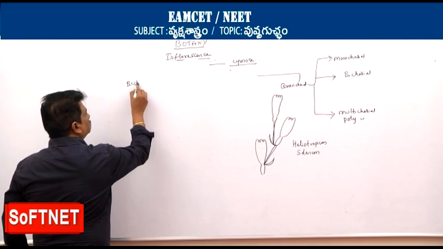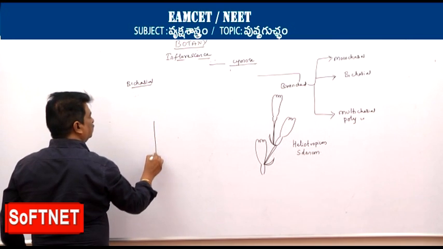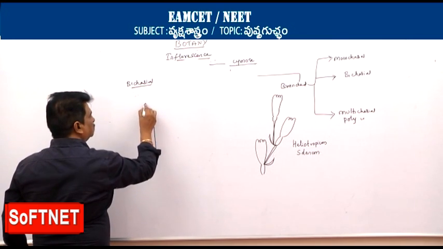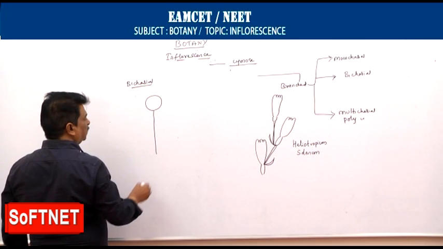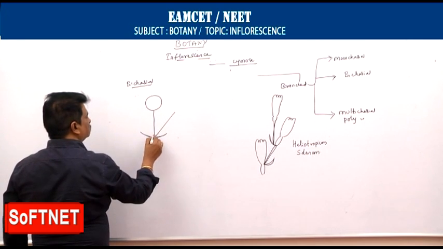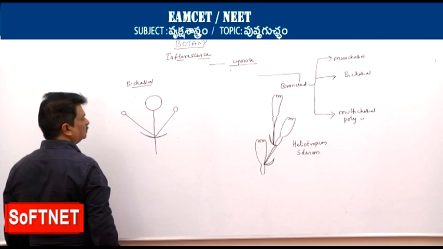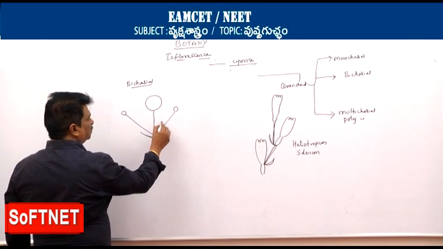Dichasial type: the apical bud is modified into a flower, and below the flower two bracts are formed. Two bracts means two axillary buds. They give two branches that end with a flower. Further growth continues.